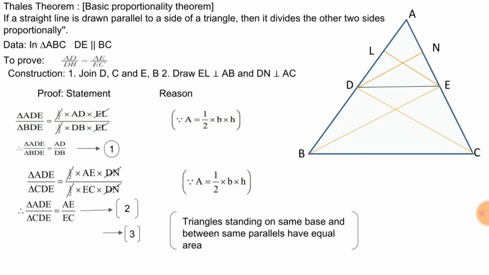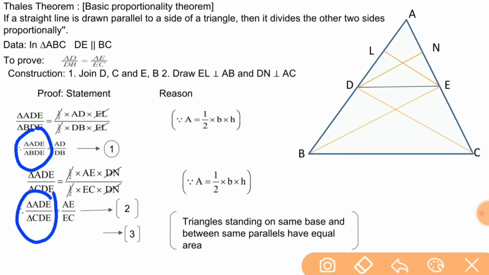But observe the left hand side of both equations. In both equations the numerator is the same, ADE. When you observe the denominators, here it is BDE, and in the second equation it is CDE. Here I can't directly apply axiom 1. Why? Because on the left hand side the denominator triangles are different. So if I show that those two triangles' areas are equal, then I can apply axiom 1.